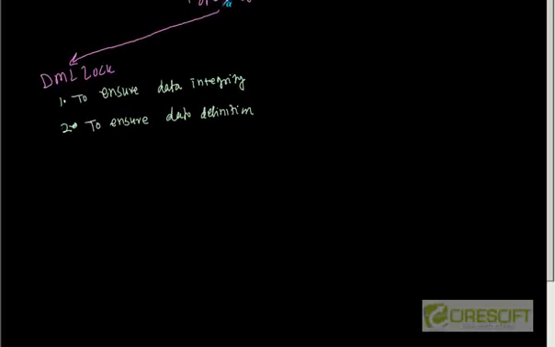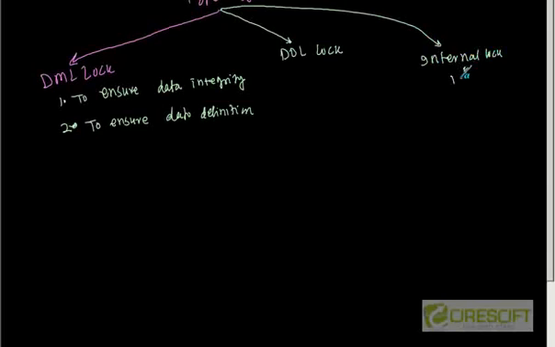The other type of lock is called the DDL lock. Whenever you run a DDL statement, these locks will be acquired, and we are going to discuss the details in our next video. The last type of lock is called the internal lock or latches. Again, we are going to deal with these two in separate videos. Right now we are going to focus on the DML lock, which ensures data integrity and also ensures data definition.